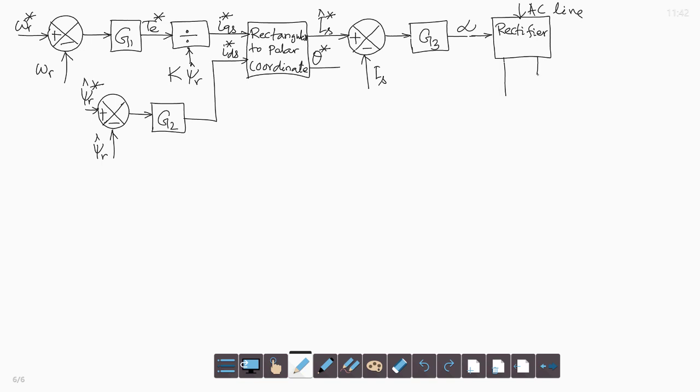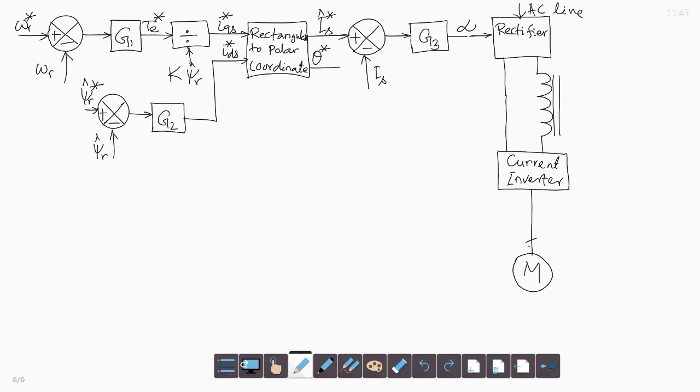Because it is a current fed inverter, there is a large DC link inductor to maintain the DC link current constant, feeding that DC link current to the current fed inverter. And this current fed inverter is feeding 3 phase supply to the motor which is controlled.